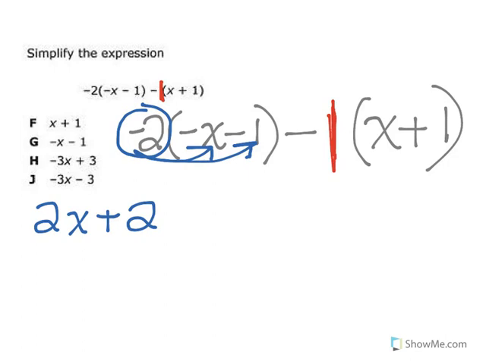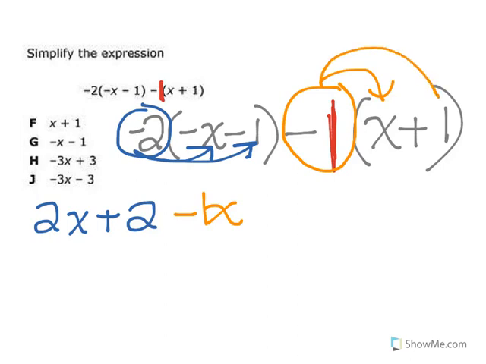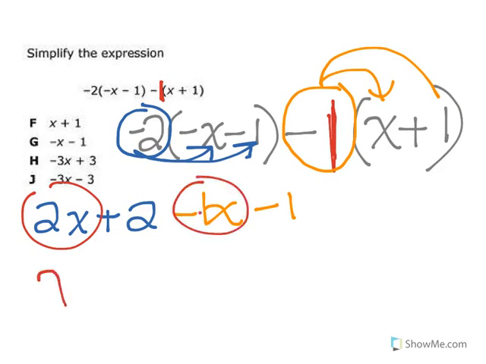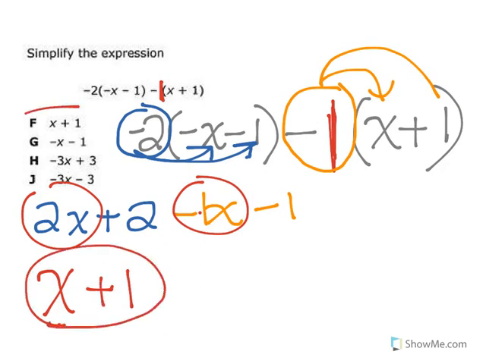Next, I do the same thing. -1 times x is -x. -1 times 1 is -1. And then I just combine my like terms. 2x minus 1x is x. And then 2 minus 1 is 1, which is F.